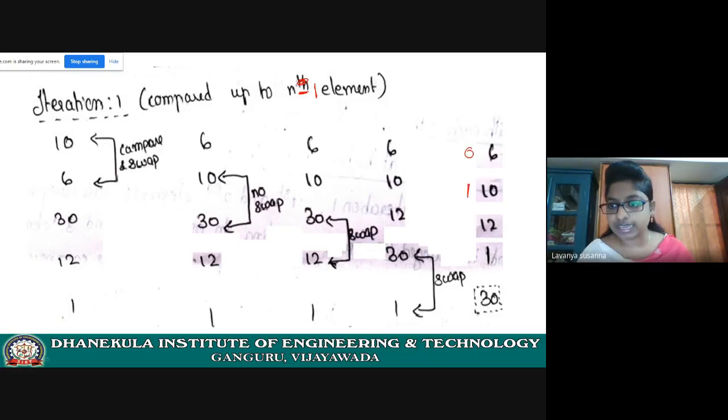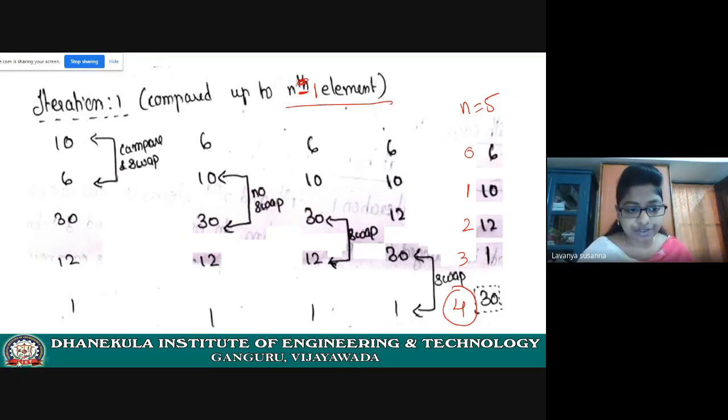This is 1 index, 2, 3, this is 4. N equal to 5, right? So index starts from 0 to n minus 1. What is the last element? N minus 1 element. So you need to compare up to n minus 1 element. Please rectify it. Note down.